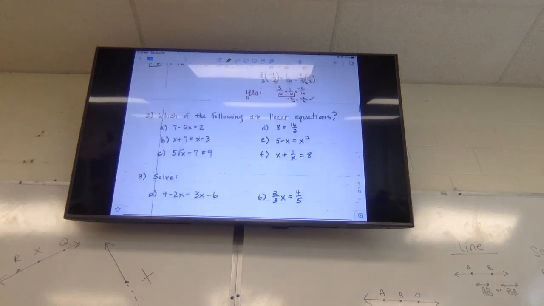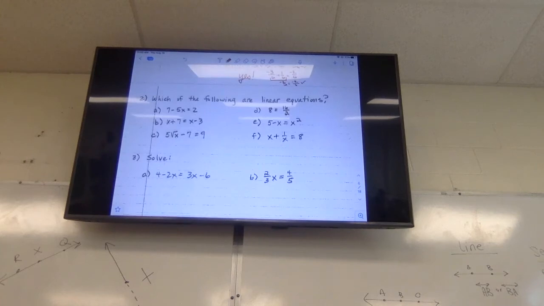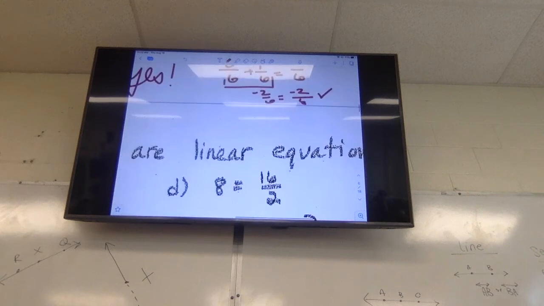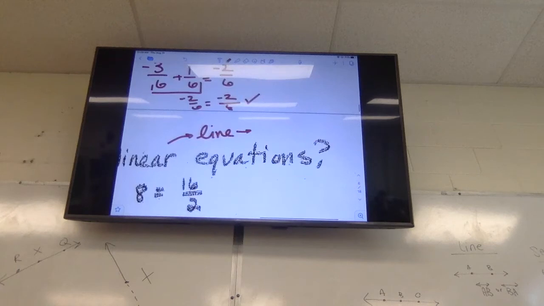All right, these problems say which of the following are linear equations? We're just gonna say yes, or we're gonna say no. Remind me again, what is a linear equation? What does that like mean or refer to? A line, good, it's a line. What's the equation of a line? A general equation form? Good, y equals mx plus b.